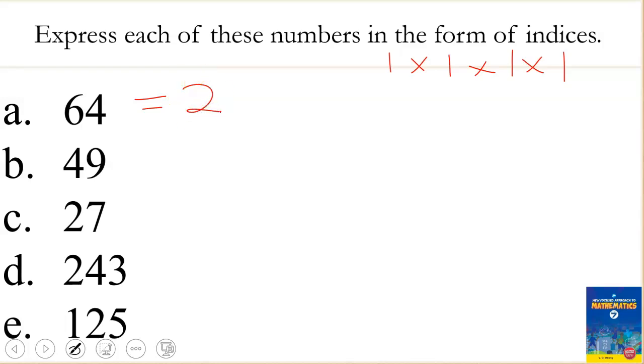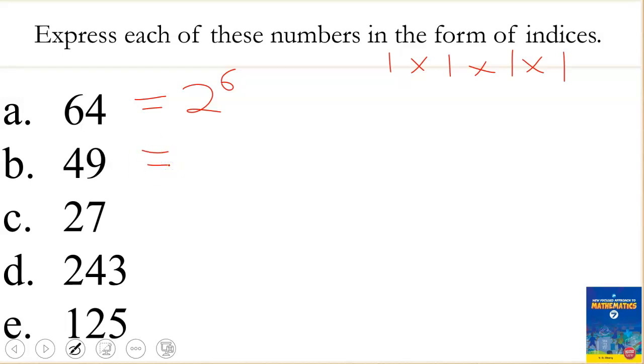Then 2 times what? I know 2 times 2 will give me 4, times 2 will give me 8, times 2 will give me 16, times 2 will give me 32, 2 times 2 gives me 64. So I can say 2 to the power 6, or I can say 2 exponent 6. That means 2 multiplied by itself 6 times will give me 64.